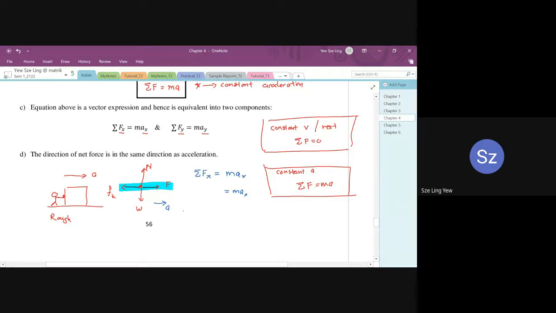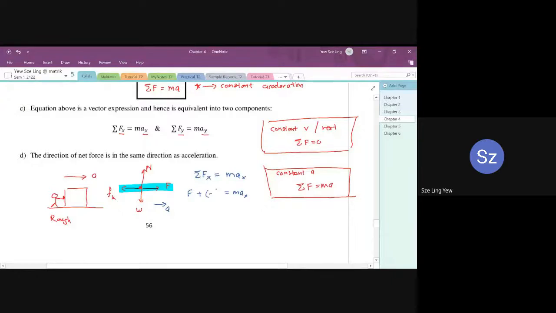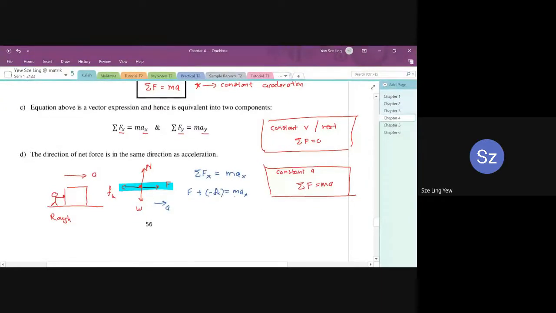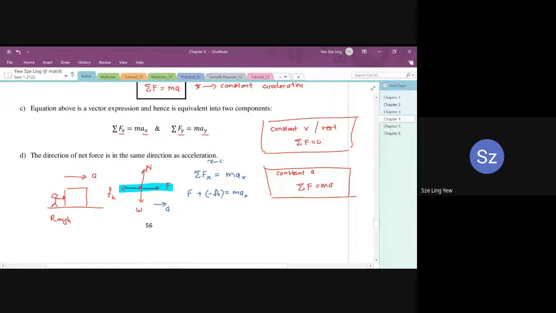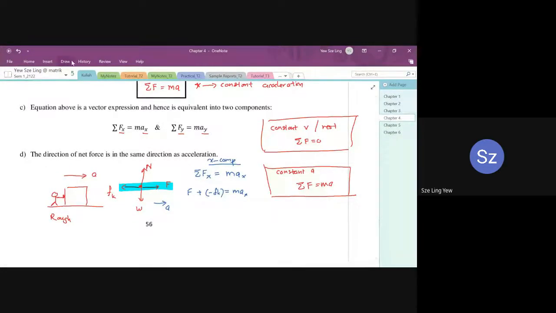We are going to expand the equations on the left-hand side. You look at the diagram. Along the x component, I have external force and frictional force. I take the direction of A as the positive direction. Therefore, now my F is positive plus negative Fk. This is for the x component. But how about the y component?